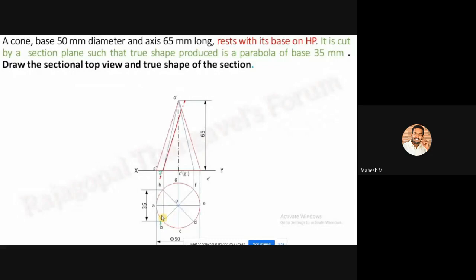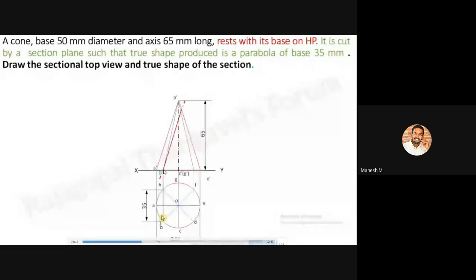So we have already discussed the parallelity of the generator, but in that condition we discussed the distance of the parallelity. So here we are not having the distance of parallelity. So we have created a vertical line on our top view with a distance of 35 mm, and also the starting point and the ending point should touch the circle. Now we have projected this 35 mm vertical line towards our front view.